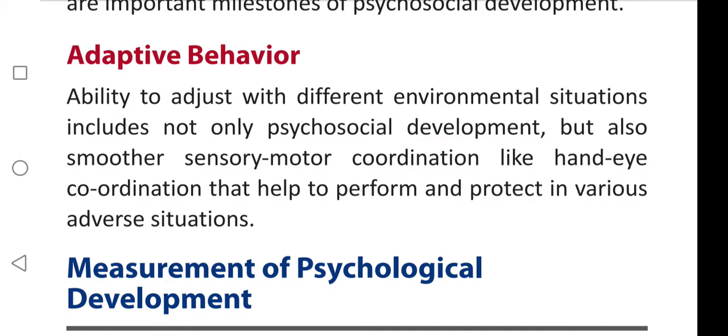Adaptive behavior is the ability to adjust with different environmental situations. It includes not only psychosocial development but also smoother sensory motor coordination like hand-eye coordination that helps to perform and protect in various adverse situations.